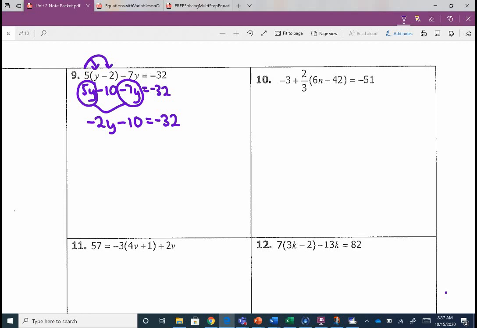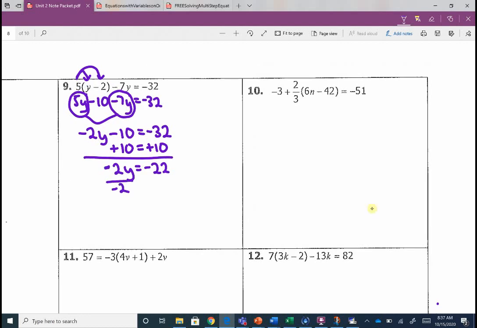We undo subtraction. Be careful, it's a negative 2y. Negative 32 plus 10, negative 22. Not negative 42. Not positive 22. My negative didn't come down? What is going on with this thing? Things are blinking. All right, then we divide by negative 2. Y equals positive 11. Usually after it blinks, it comes back.